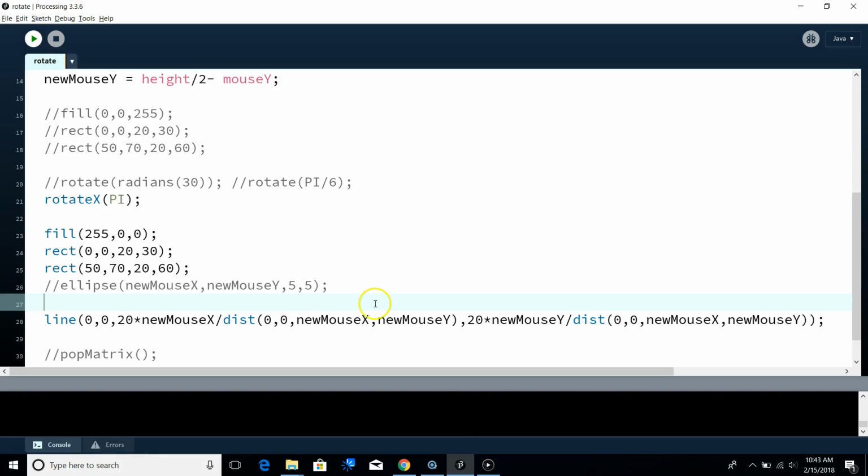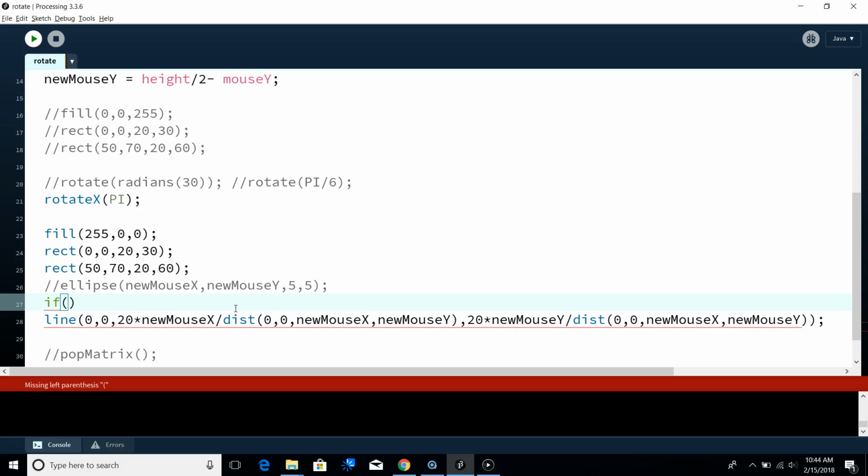What are you dividing by? What an excellent question. You didn't divide by 0, did you, you idiot? Yes, I'm an idiot and I did. Because remember, when the mouse starts out, it's at 0, 0. And so before you put the mouse in the window, it divides by 0 here, because the distance between 0, 0 and 0, 0 is 0. So we need to protect from that somehow.